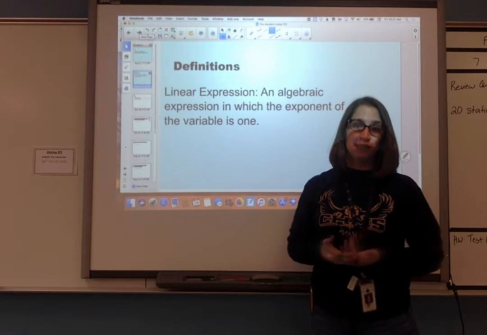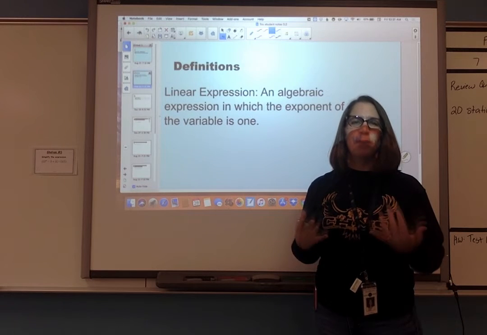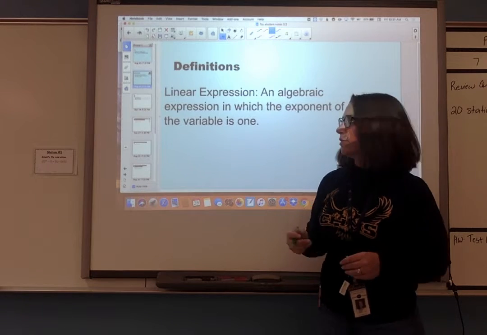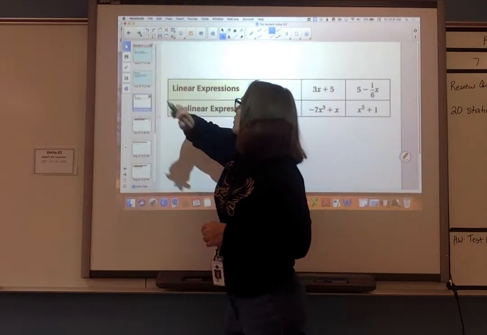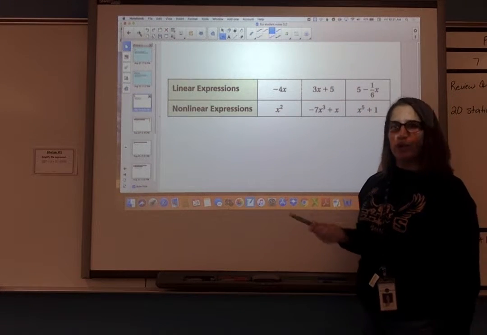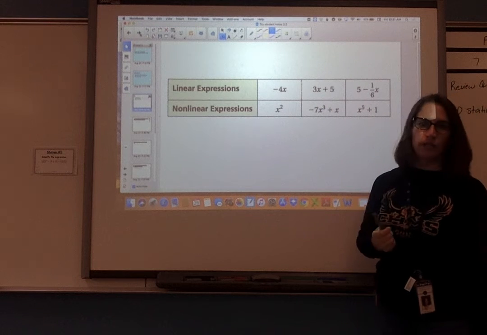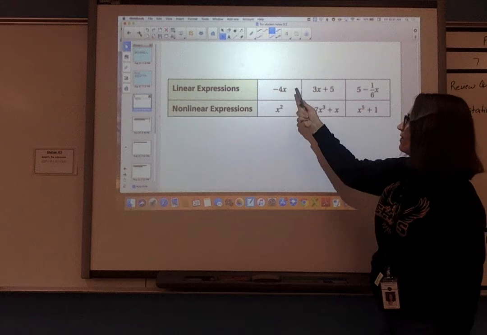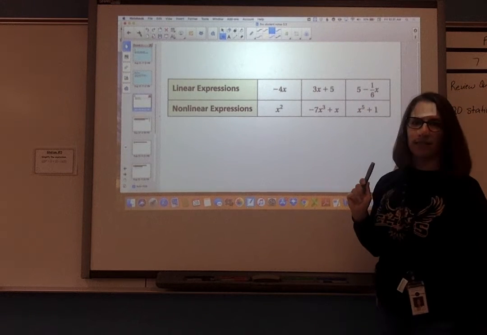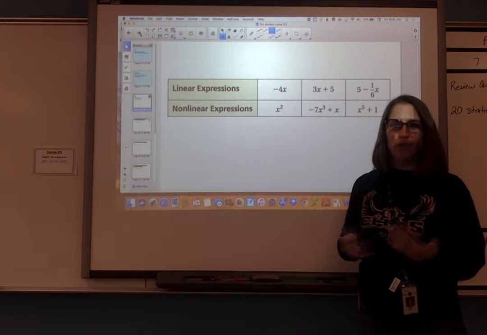So the expression has to contain a variable, but that variable will not be taken to a power other than 1. It won't be a squared or a cubed variable. So let's look at some examples. This top row is all examples of linear expressions: negative 4x, 3x plus 5, 5 minus 1/6x. We can see that the variable can be multiplied by something, 3 in this case or 1/6 in this case, but every time that variable is to the first power.